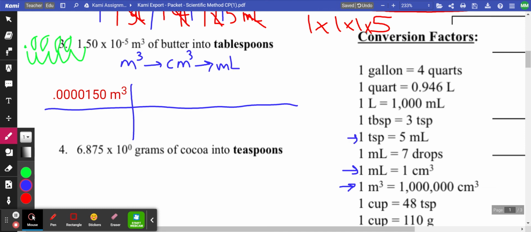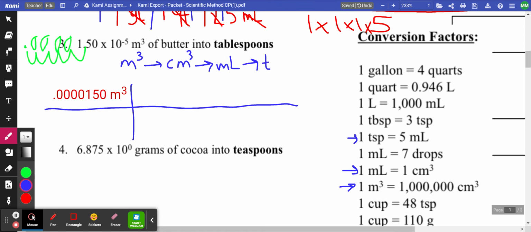And then we're going to use milliliter to teaspoon because I'm trying to get from meter cube all the way up to the tablespoon. So this is the only path that I can take, as you can see. And a milliliter to liter.